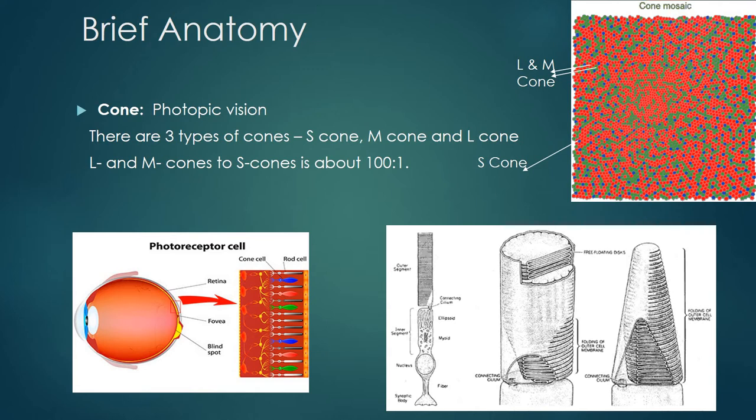Here, the ratio of S cones to the other photoreceptors is about 1:100. Then come the rods. Rods are used for scotopic vision, which is dim illumination. Anatomically, the photoreceptors are located between the outer limiting membrane and the RPE.